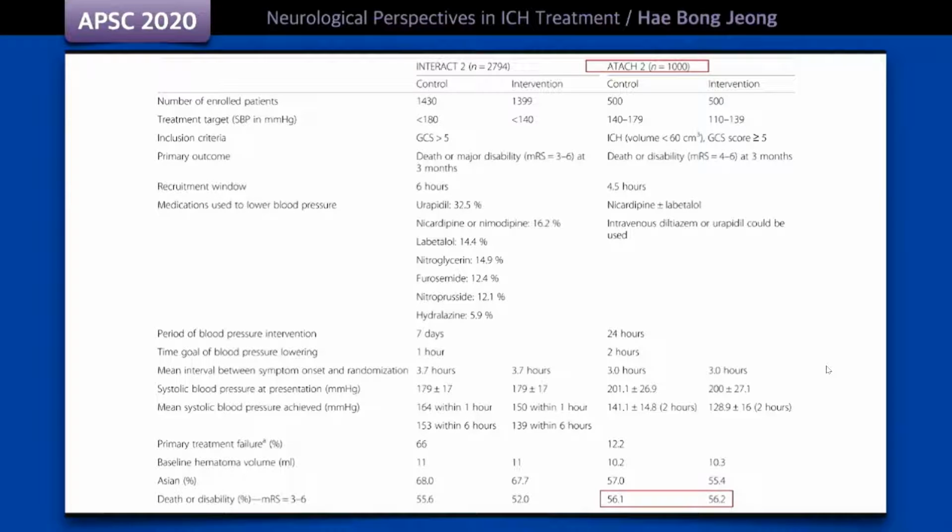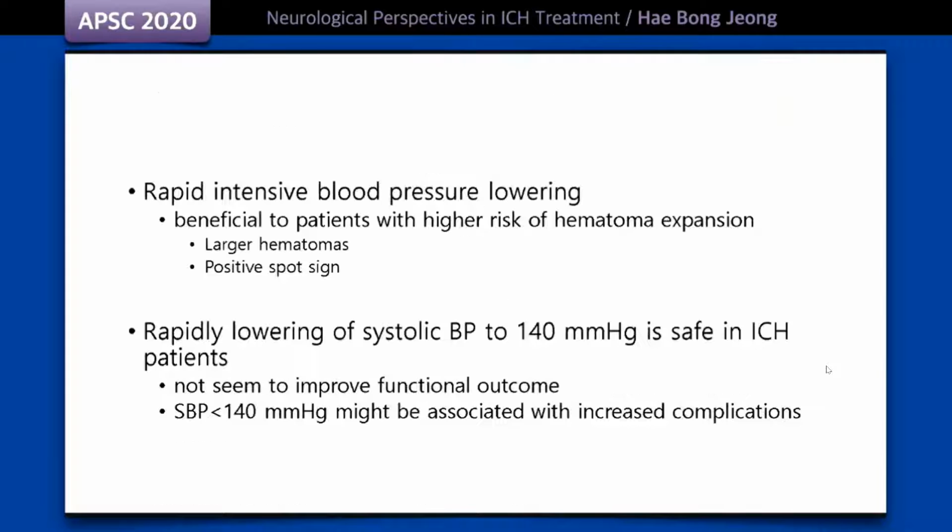In the intensive BP reduction group, there was a trend toward a lower rate of hematoma growth, but not significant, and the intervention group experienced a high rate of renal adverse events within 7 days. In conclusion, acute lowering of SBP to 140 mmHg is safe and might be beneficial to patients with higher risk of hematoma expansion, but it does not seem to improve functional outcome, and SBP levels of 130 mmHg might be associated with increased complications such as acute kidney injury.